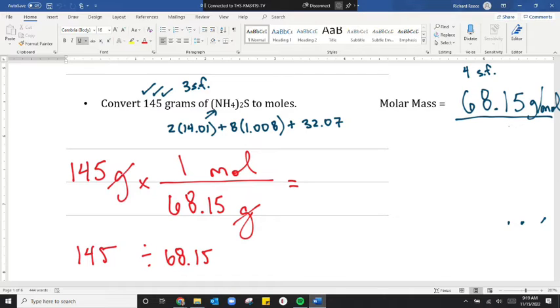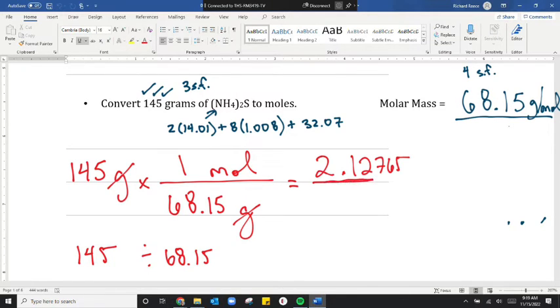And that's going to give me, should I have less than a mole or more than a mole for my final answer here? I should have more than a mole, right? Because I have 145 grams. 1 mole is only 68 grams. I want 3 sig figs. So my calculator says this.